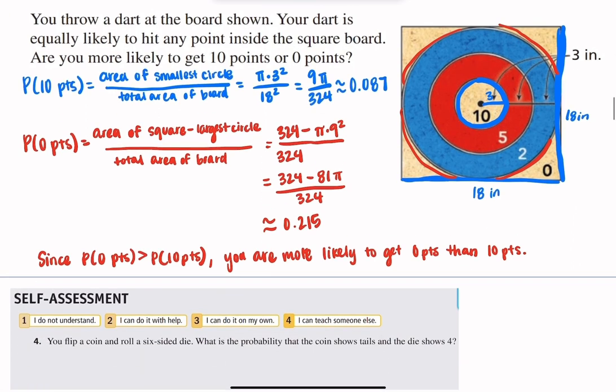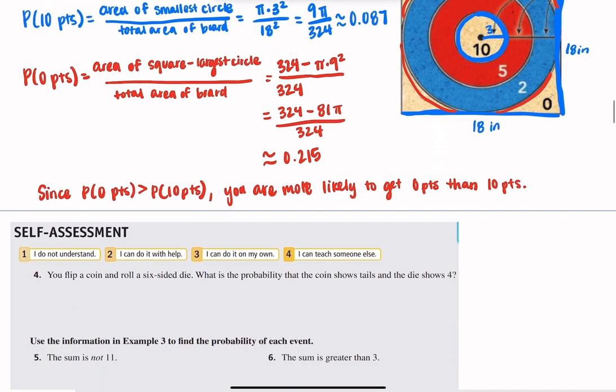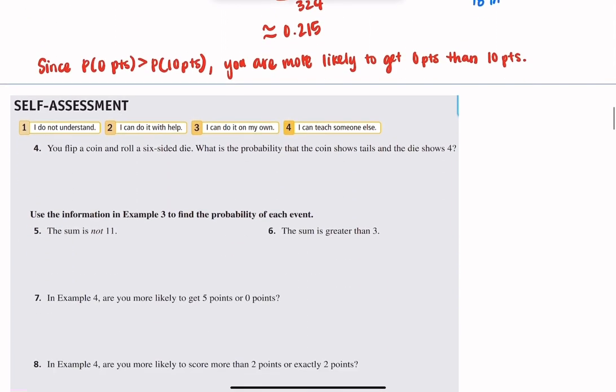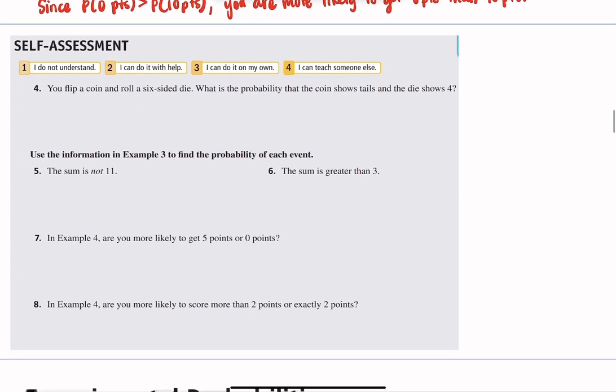Okay, to save some time for the next self-assessment problems, we're only going to do a few, so we will do 4. We will do 5. And we will do 7. So only do 4, 5, and 7. Pause for about 5 minutes to work on these.